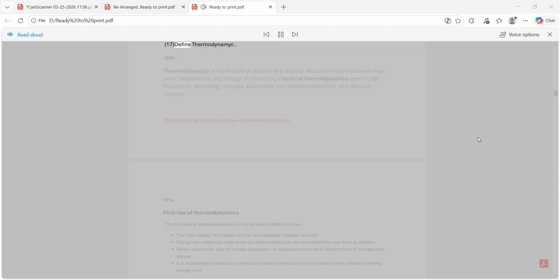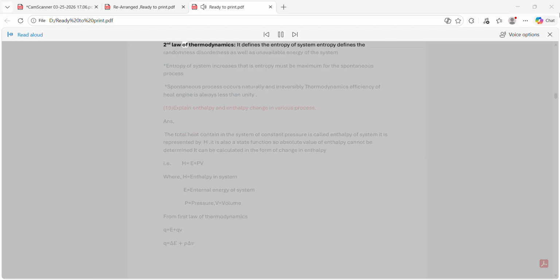17. Define thermodynamics. Answer. Thermodynamics is the branch of science that studies the relationships between heat, work, temperature, and energy. In chemistry, chemical thermodynamics specifically focuses on the energy changes associated with chemical reactions and physical changes. 18. State first and second law of thermodynamics. Answer. First law of thermodynamics. Second law of thermodynamics: it defines the entropy of the system.